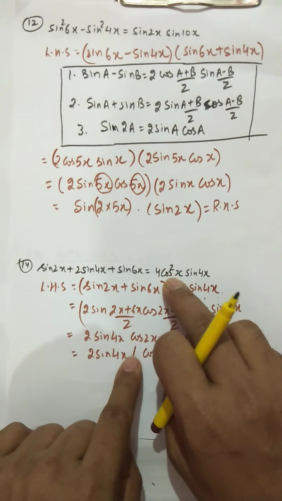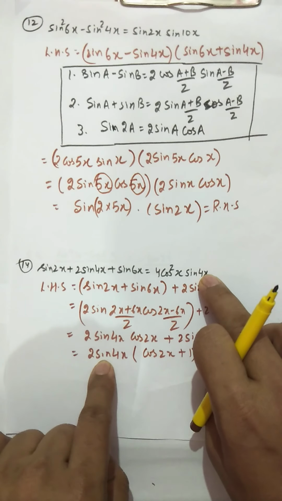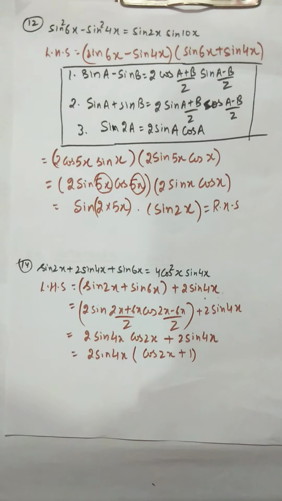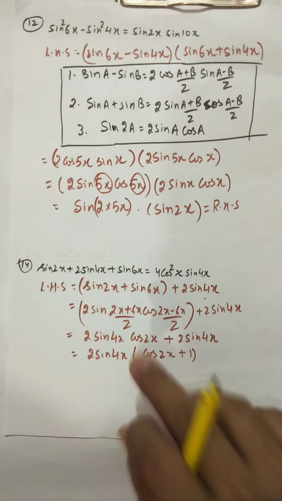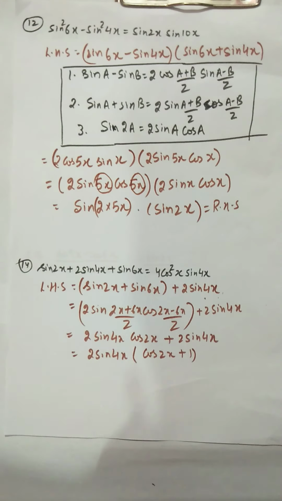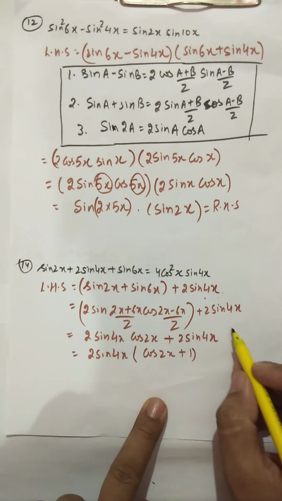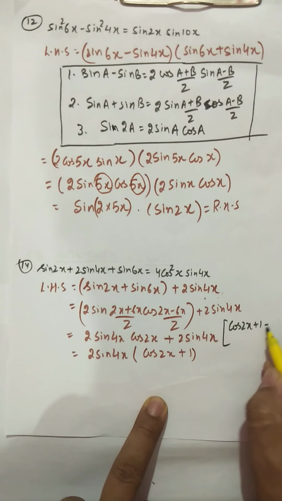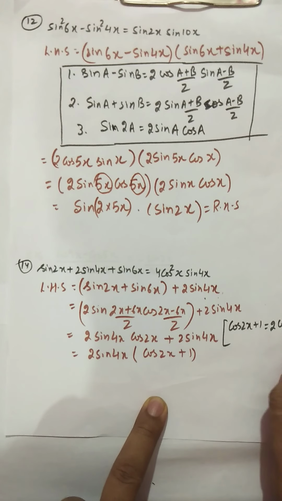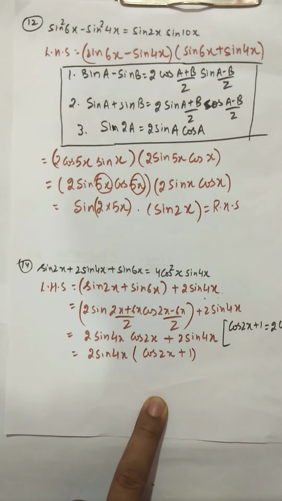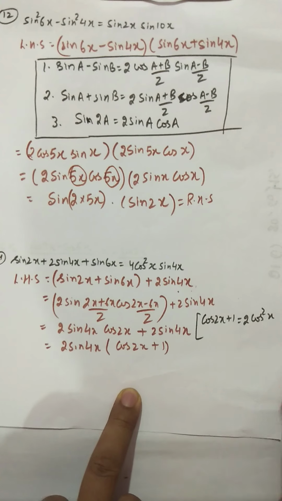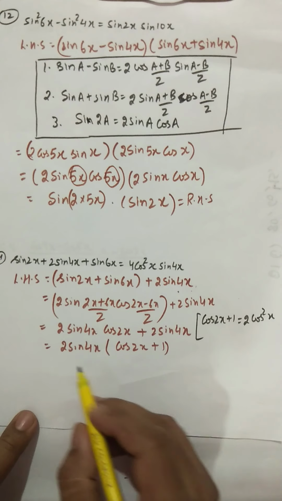Now you want a formula. See, 4x has come. Now cos 2x plus 1 has cos square x. Now you have to remember the formula of cos 2x in which cos square comes. So that formula I am writing here: cos 2x plus 1 is equal to 2 cos square x. So that is the formula. Cos 2x plus 1 is 2 cos square x. So we can apply this formula here.